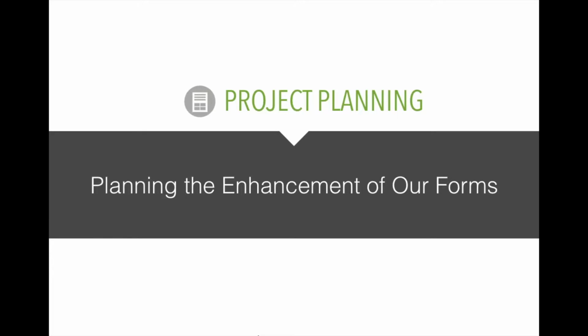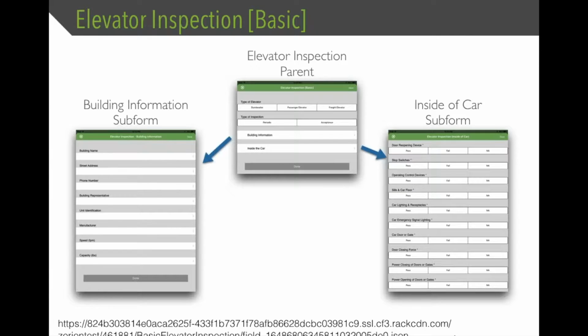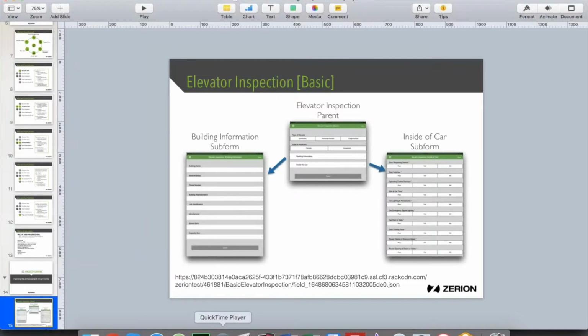The next thing we're going to do is talk about our basic form, and then go into the planning of how we're going to enhance that with smart controls. Just to review, the basic form that I went over last webinar is an elevator inspection form. There are 3 forms to this. The first part, the parent form, has 2 select fields for the type of elevator and the type of inspection, as well as 2 subforms, one for building information and one to do the actual inspection inside of the elevator car. Let me go ahead and show you real quickly what this form looks like.